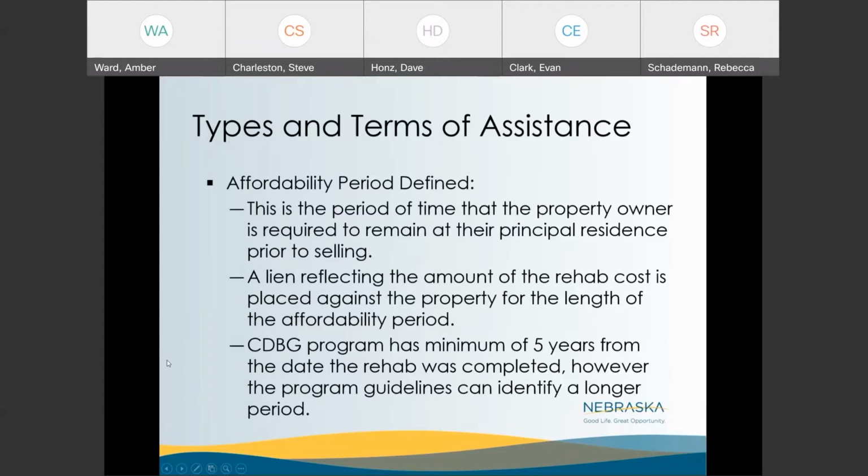The affordability period should also be defined. That's the time period that the homeowner has to reside in that property as their principal residence. There should be a lien reflecting the amount of rehab placed against the property for the length of the affordability period. For CDBG, there's a minimum of 5 years from the date rehab was completed. You can always go above and beyond that, 7, 8, 10 years, whatever you decide. It's just got to be at least 5 years.